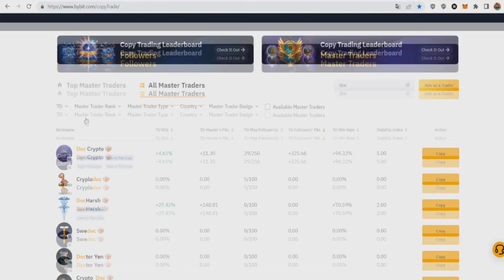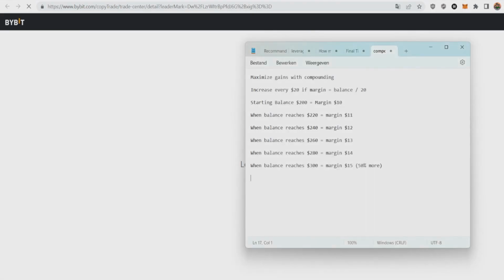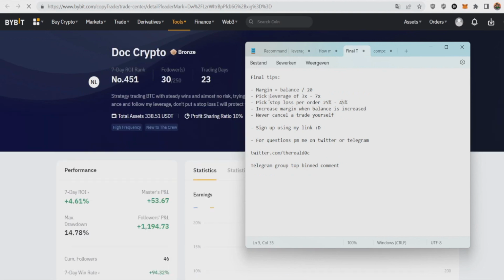So basically, my final tips for this video, guys, really easy. Margin should be balance divided by 20. Pick a leverage that is 3 to 7x, then pick a stop loss order from 25% to 45%, which comes with 3x is 25 and 7x is 45. Increase margin when balance is increased. So when you add more money or when you make money, be sure to increase your margin to actually make more money. Never cancel a trade yourself, guys. Don't be scared. They will have your back. But if you're really scared and just say, this is nothing for me, you can always cancel.